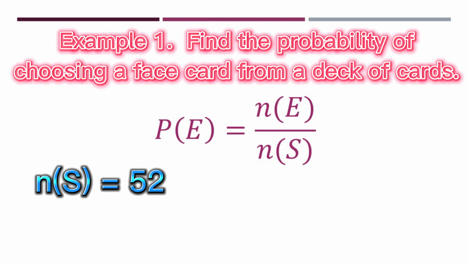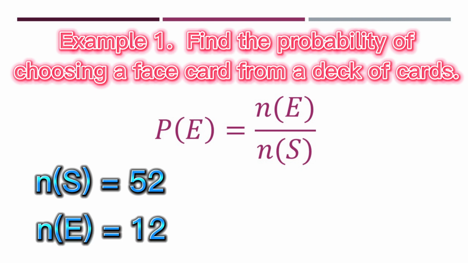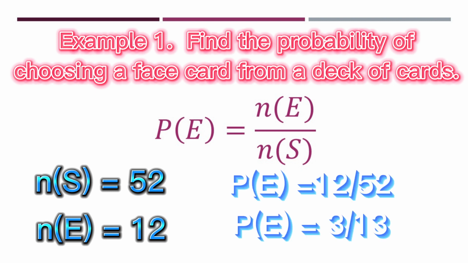For the number of outcomes in the event, which is getting a face card, that would be 12, since there are 12 face cards. We can now solve for the probability of the said event. That is 12 divided by 52, and that would be equal to 3/13 when reduced to lowest terms.